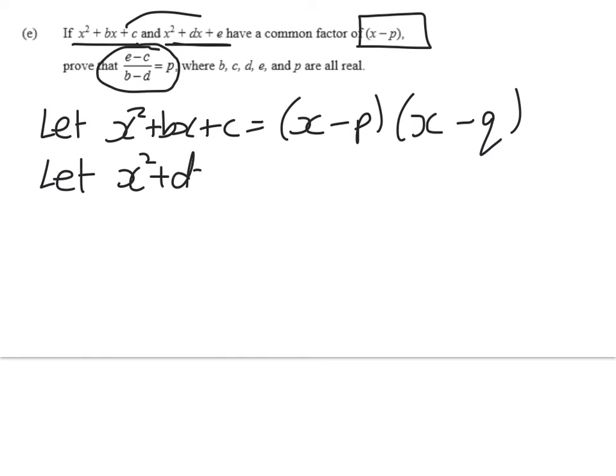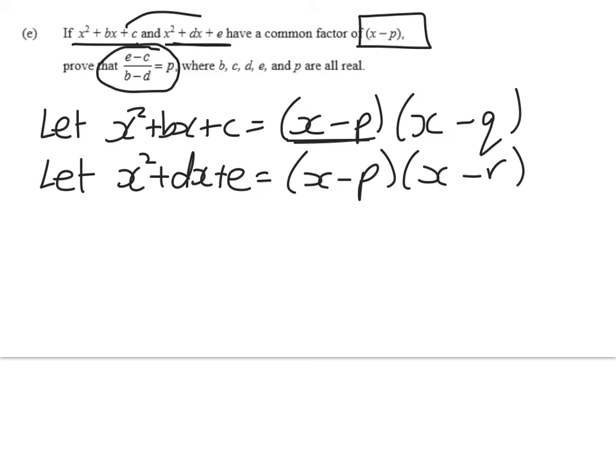So we know that x squared plus dx plus e also has x minus p as a factor, and it's going to be times something else. So we'll make that be times x minus r. Right, it doesn't matter that we're saying minus here instead of plus, because q could be a negative number, right? So there's no problem with doing that.